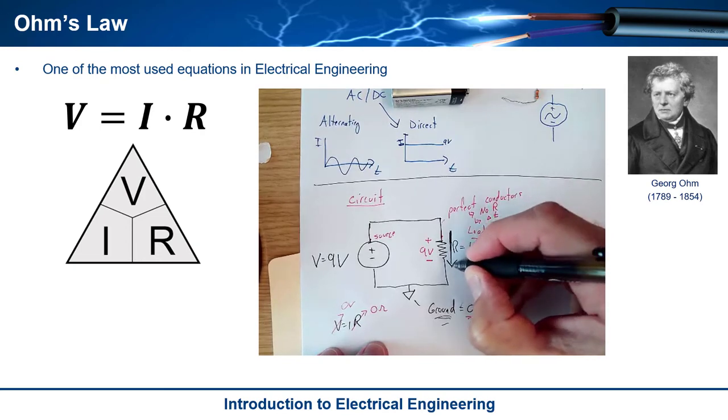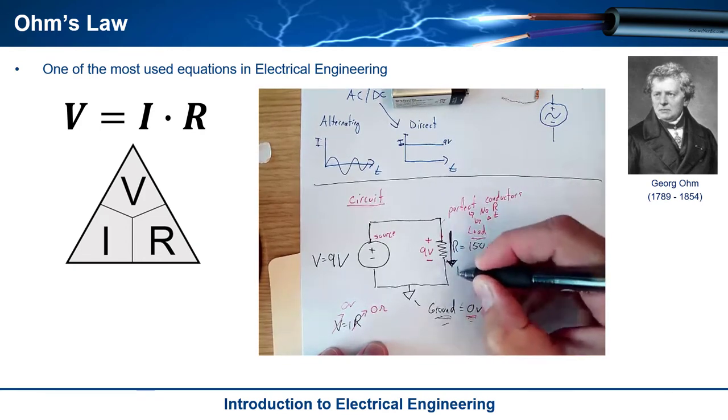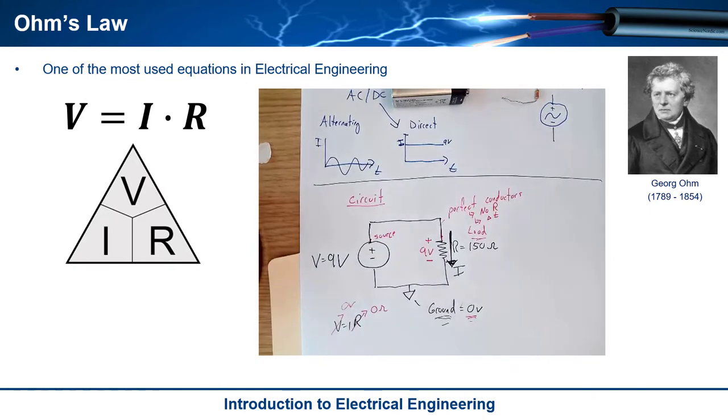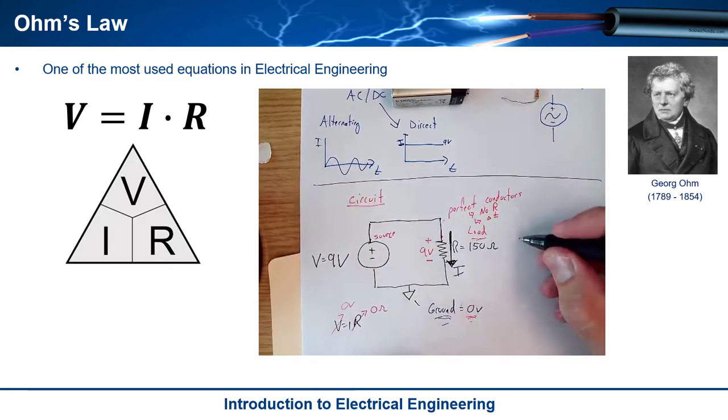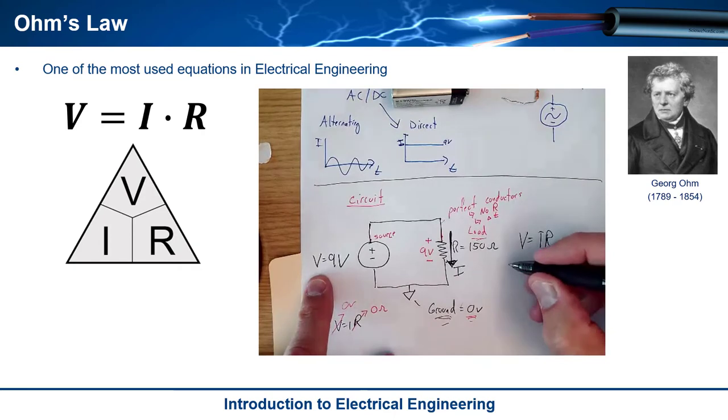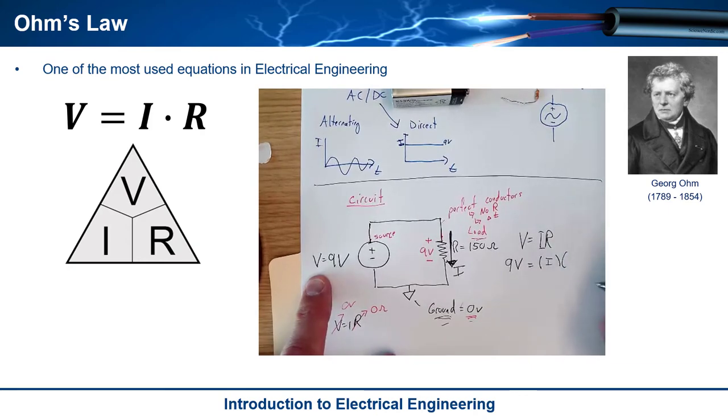I'm going to draw an arrow and label it I. This is pretty cool. Let's calculate the current. How are we going to do it? Ohm's Law. V is equal to IR. Let's plug in what we know. My voltage across the resistor is 9 volts, and I don't know my I. That's what I'm solving for. And I know my resistance is, for this example, 150 ohms.